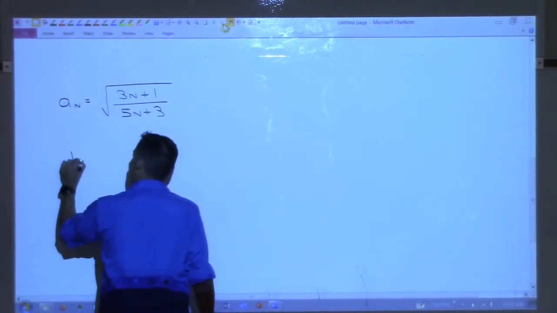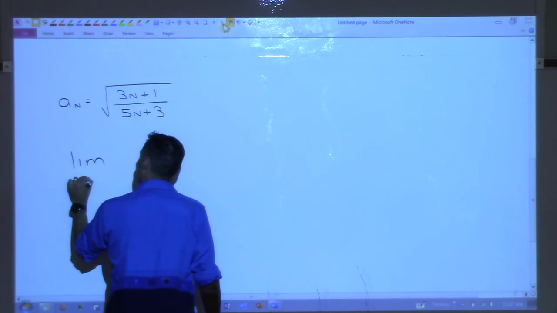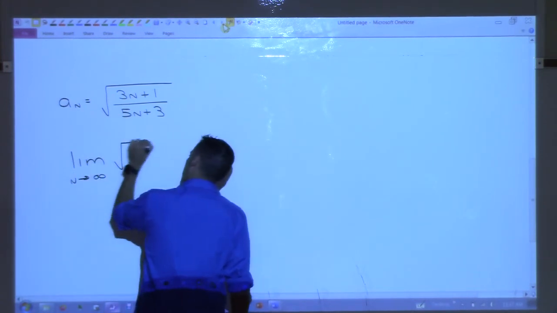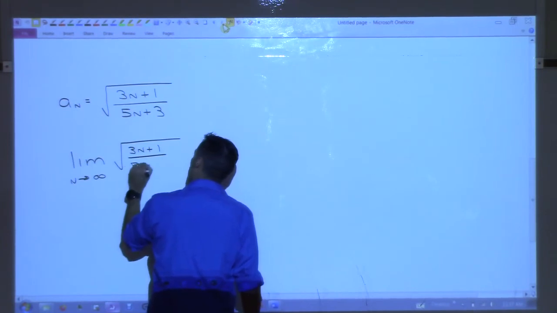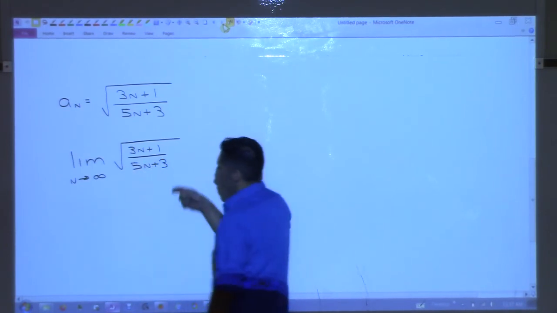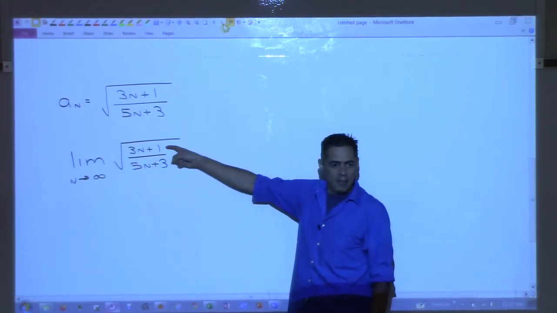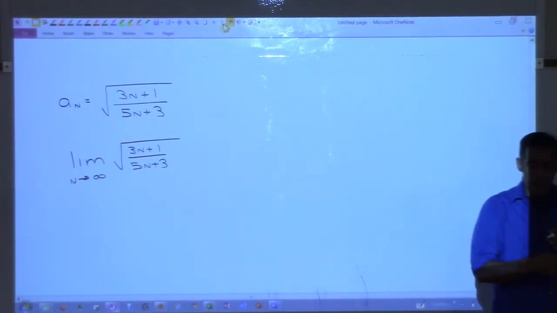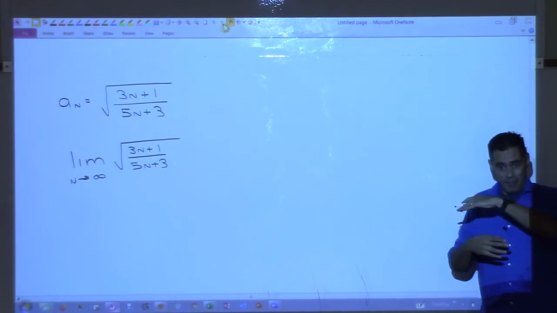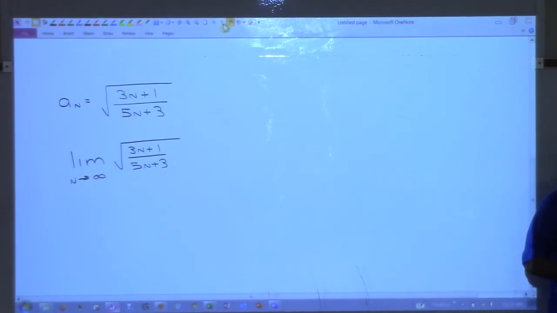So what is the limit as n goes to infinity of this? So what's going on inside this root? The numerator is becoming infinite, right? The denominator is becoming infinite, so you have infinity over infinity. But it's under a root, right? So can you use L'Hopital here?